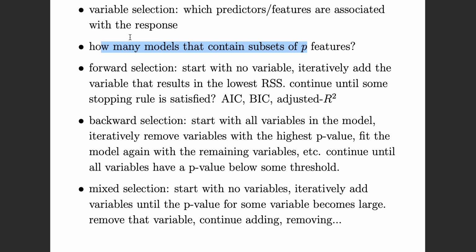It will take forever. And that's why some use greedy methods, such as forward selection. So we don't have any variables, and then we add them one by one, depending on the p-value or the residual sum of squares, and then we continue until a stopping rule is satisfied, like AIC, BIC, or adjusted R-square, as we'll see in the later chapters.